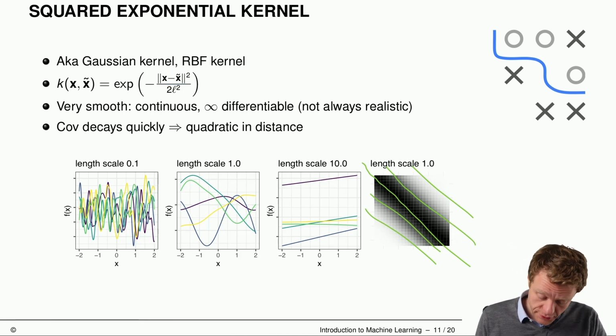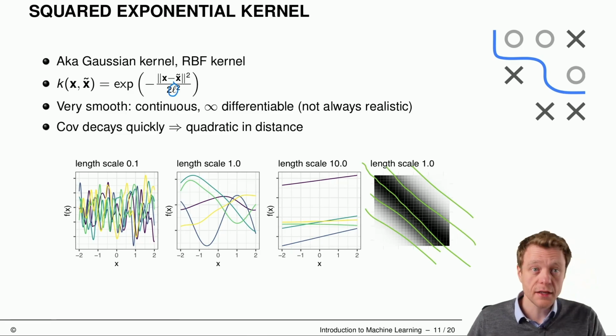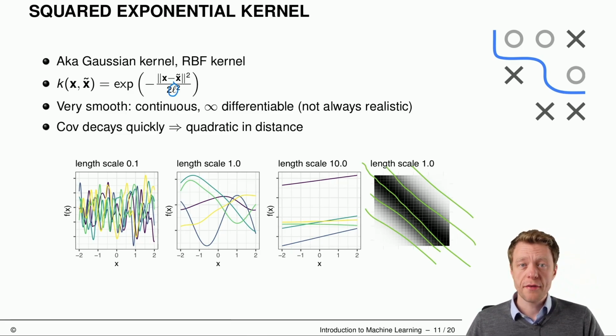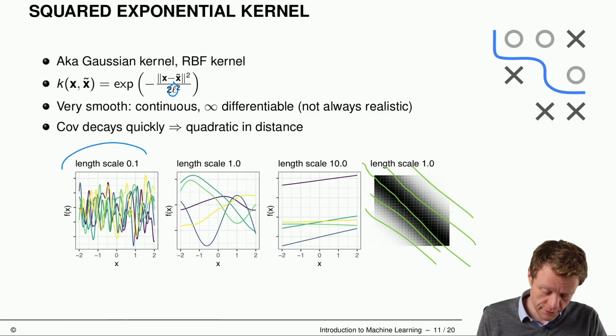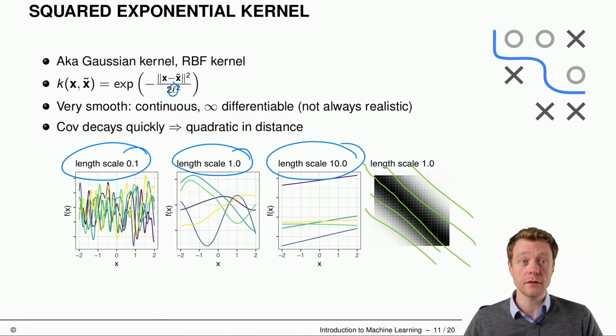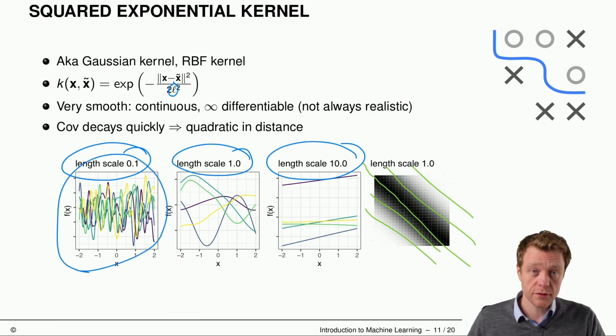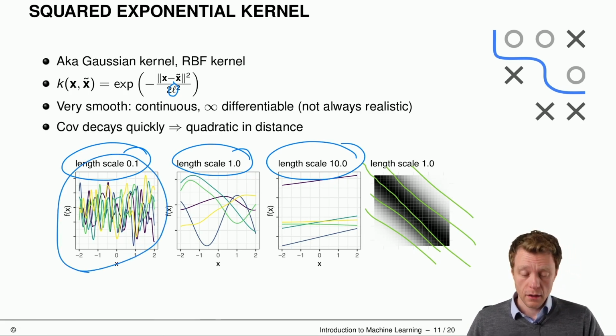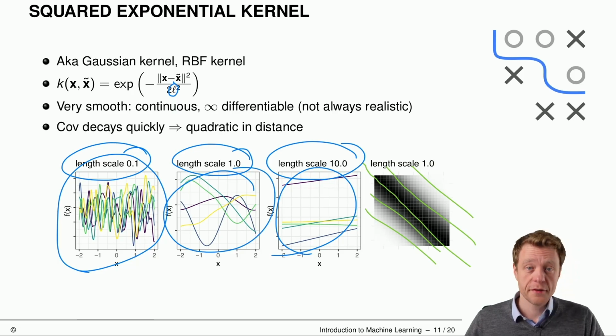And this function has a parameter, this parameter L, which is called length scale or characteristic length scale, and 3 examples for this length scale here, 0.1, 1.0 and 10.0. And you can see that for small length scale values, the functions are rather wiggly, and for larger length scale values, they become rather smooth. Okay, so you can control the smoothness of the function through this characteristic length scale.